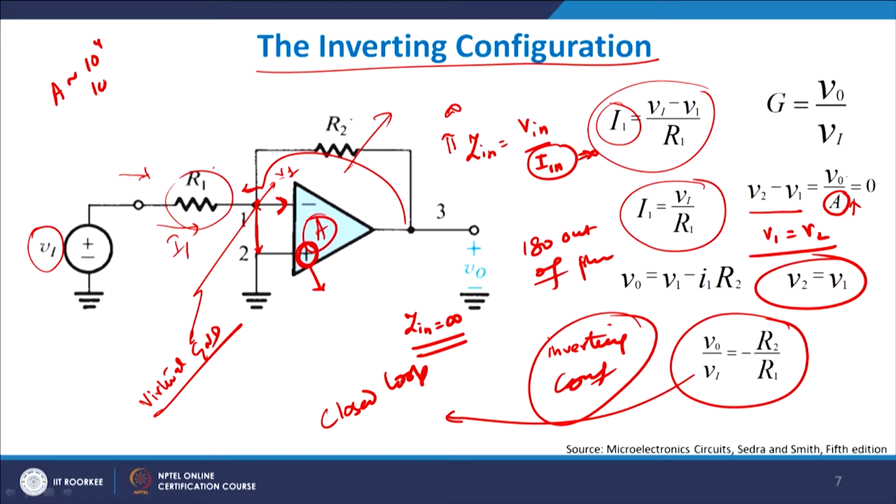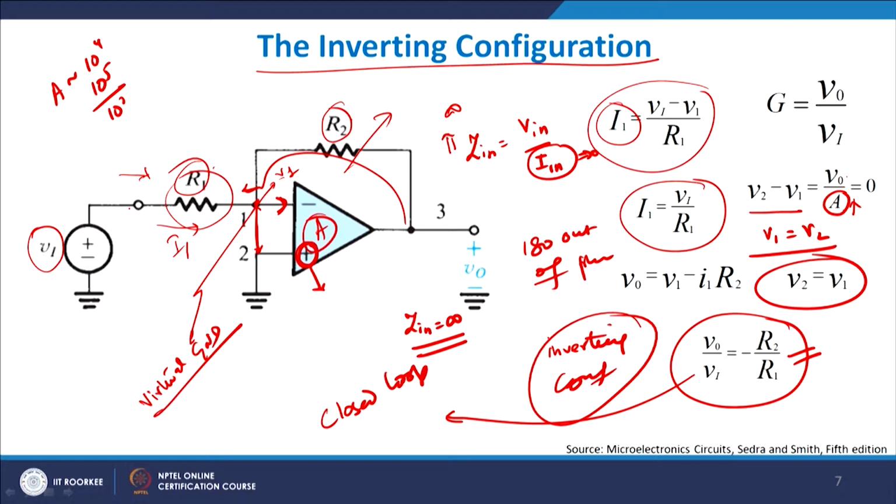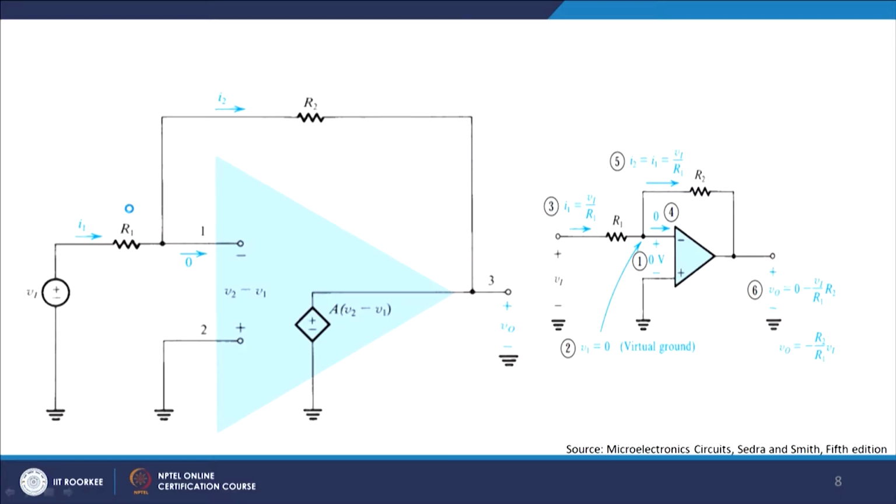Typically A is of the order of 10 to the power 4, 10 to the power 5 maybe, or even more, volt by volt, whereas this might be very low, maybe 100 or maybe 10, 20, whatever. So using this negative feedback concept we have actually reduced the gain, but my gain is more stable now, and it does not depend upon the open loop gain of the operational amplifier which I am using here. That is the major advantage. So by simply changing the values of R2 and R1 you will have various values of the output voltage in the case of the inverting configuration.